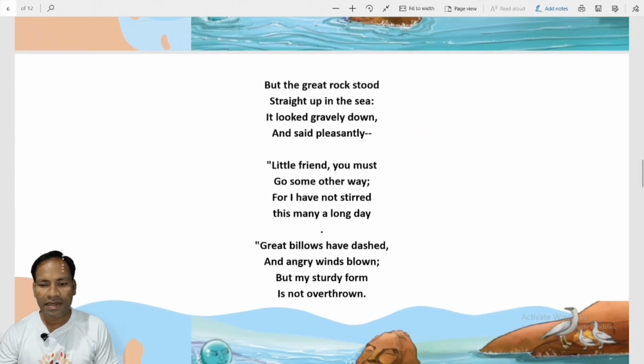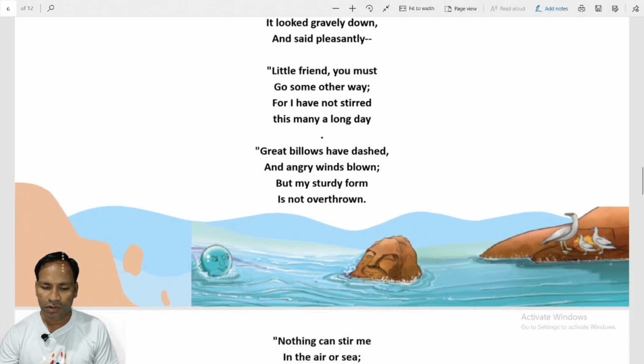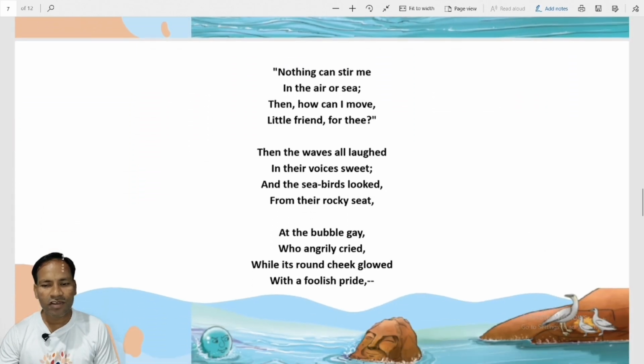But the great rock stood straight up in the sea. It looked gravely down and said pleasantly, little friend, you must go some other way, for I have not stirred this many a long day. Great billows have dashed and angry winds blown, but my sturdy form is not overthrown. Nothing can stir me in the air or sea, then how can I move, little friend, for thee?